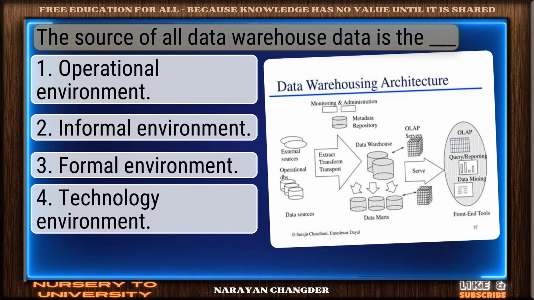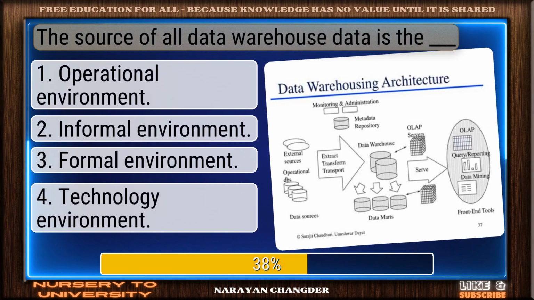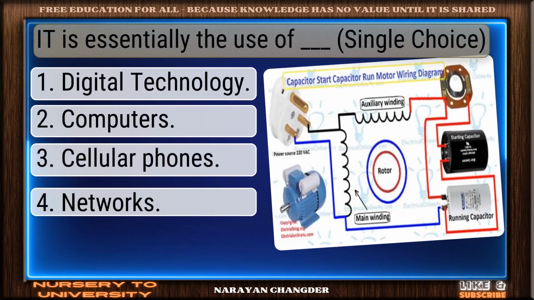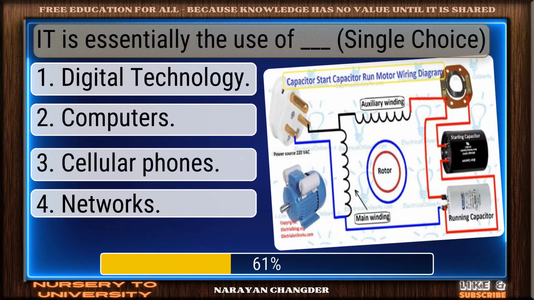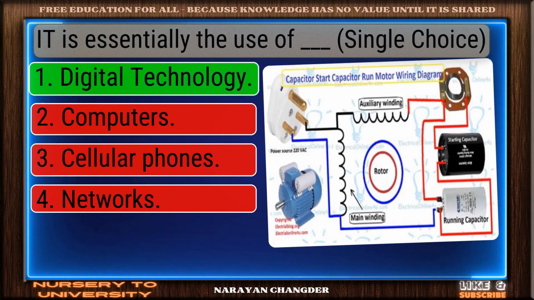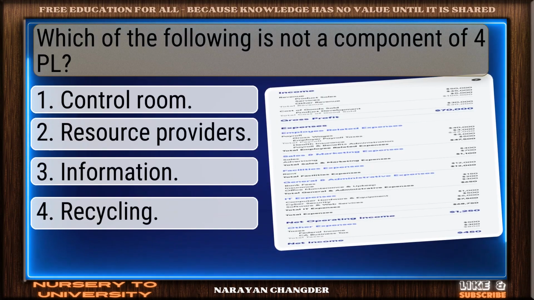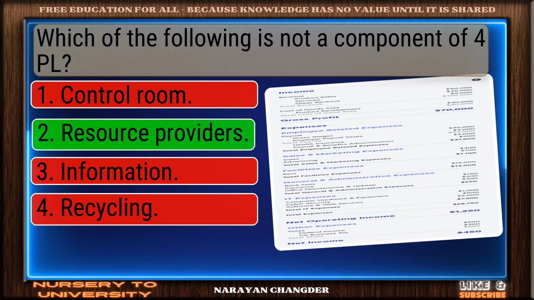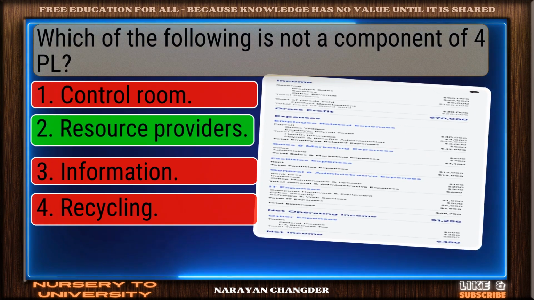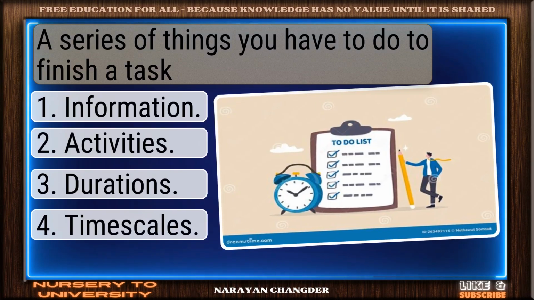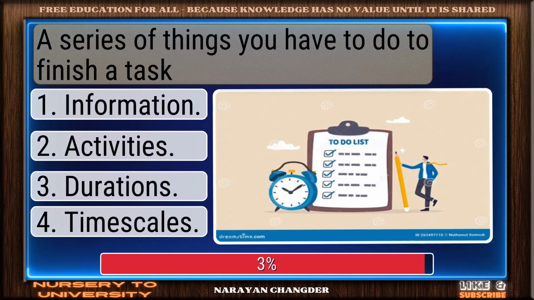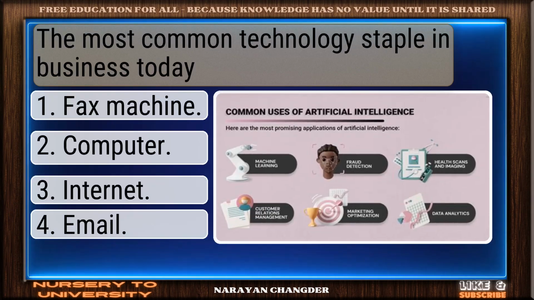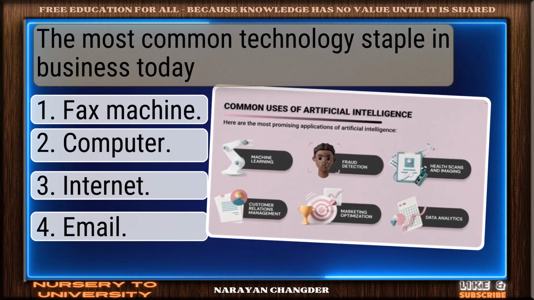The source of all data warehouse data is the dash. Exactly. Operational environment makes sense. It is essentially the use of dash. Nice selection. Digital technology is correct. Which of the following is not a component of 4PIL? Excellent. Resource providers is well-reasoned. A series of things you have to do to finish a task. Well-reasoned. Activities is correct.